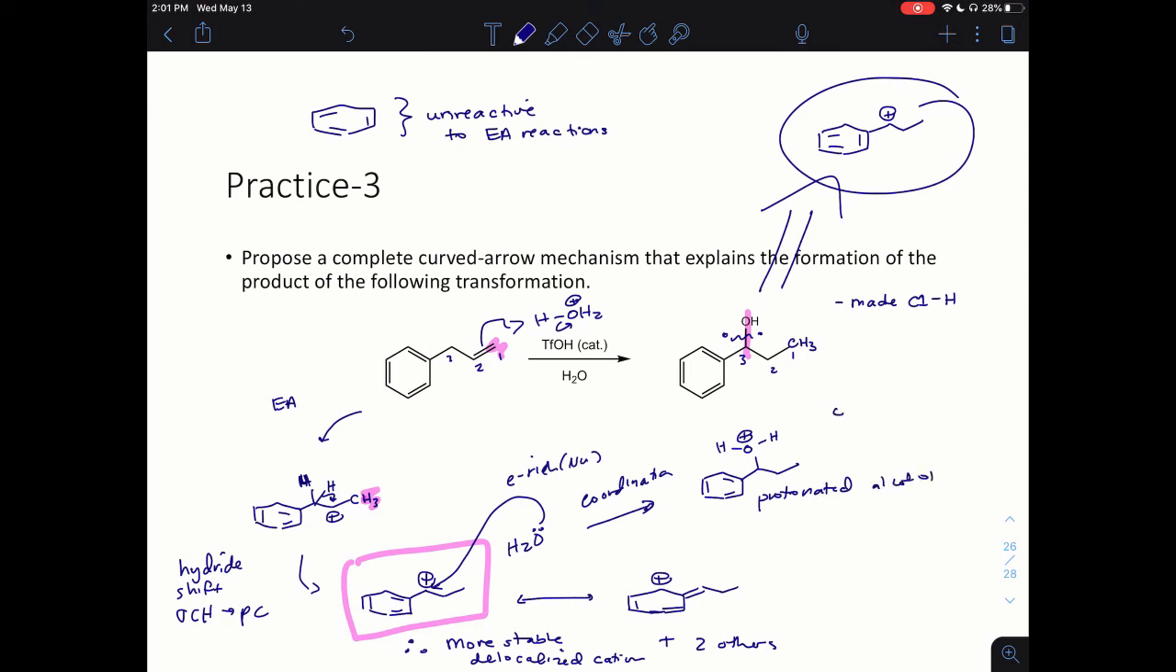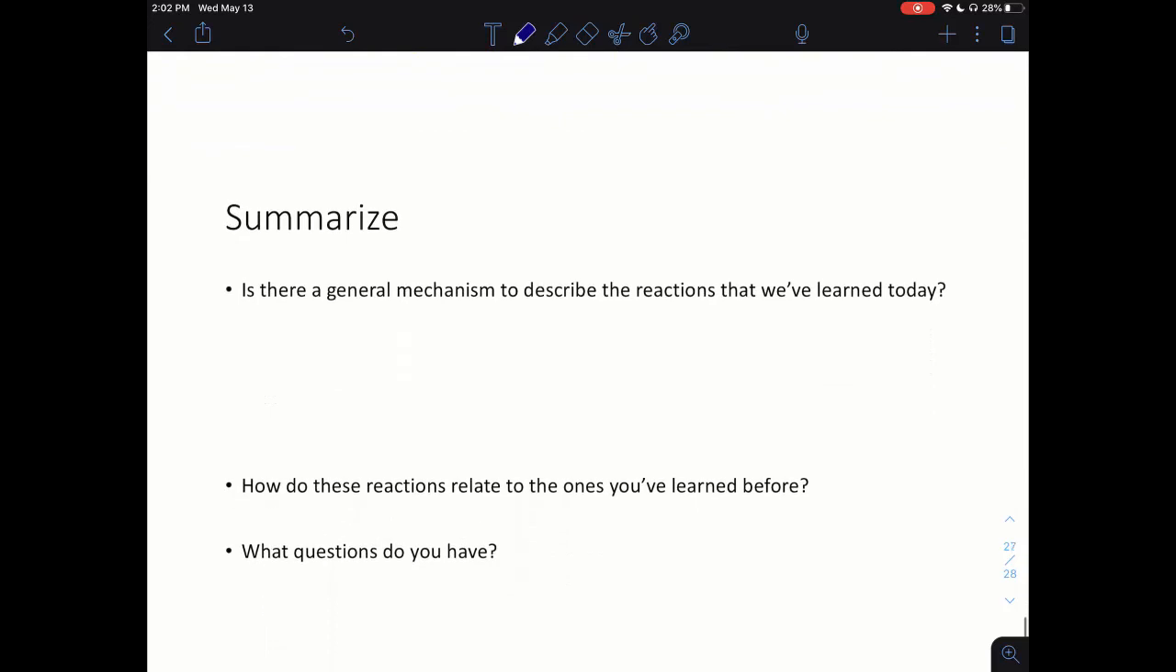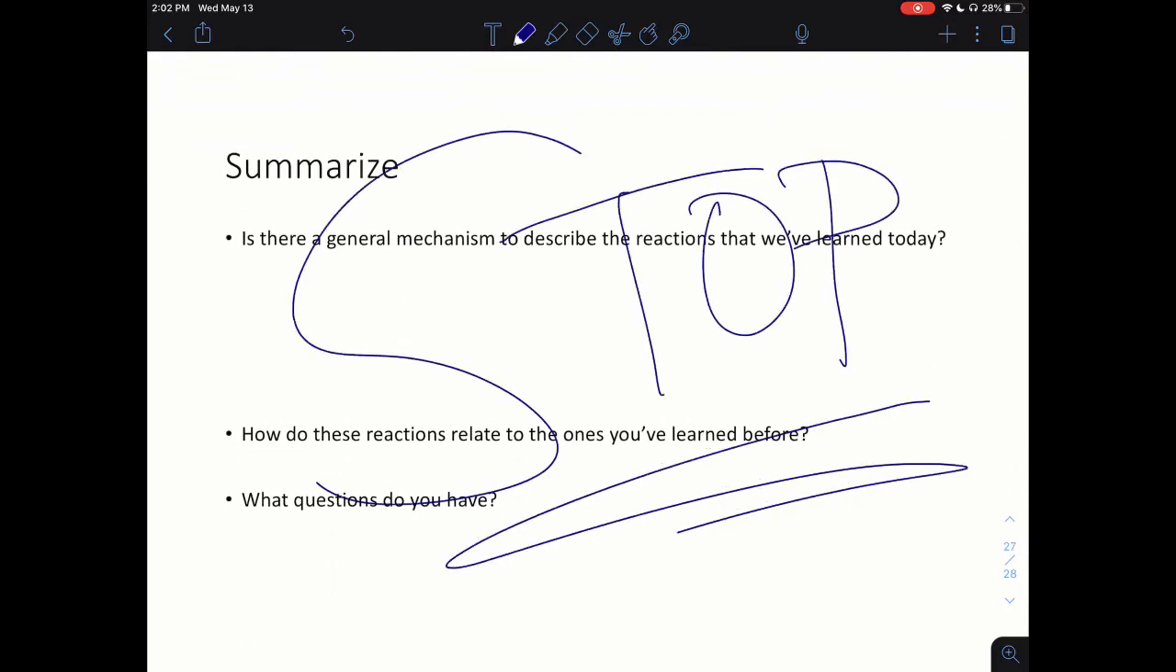The protonated alcohol then undergoes proton transfer using water as the base to regenerate the acid catalyst, yippee, that's the definition of a catalyst, and the observed product. So you guys have it. You've got it. That was a tough one. I already summarized. Now you need to stop and summarize yourself and go practice.